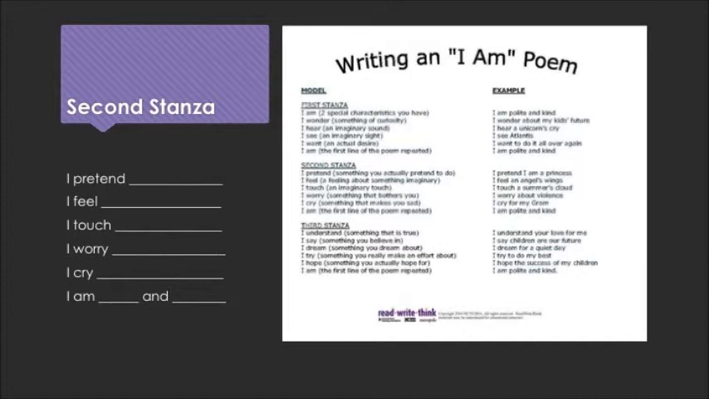Finally, now that we have finished our first and second stanza, all we have left to do now is write our third stanza. I understand. Understand what? I say. Hello? How are you? What do you say? I dream. What have you dreamt of? I try. What do you try to do? I hope. What do you hope for? I am. Repeat the first line of the poem.